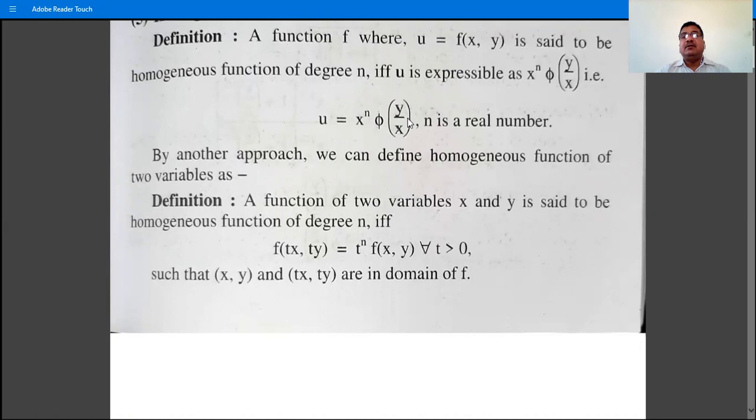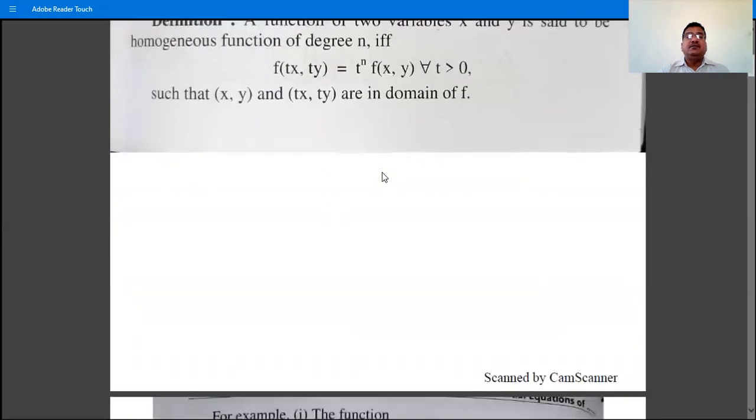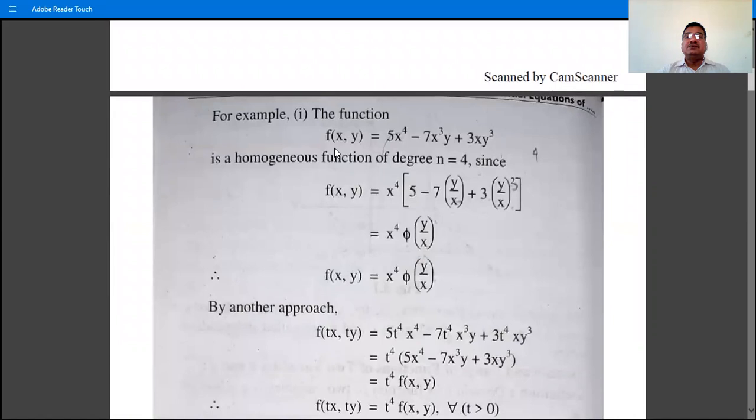Or another definition of the homogeneous function is: if in f(x,y), in each term the addition of powers of x and y is the same and is equal to n, then the function is called a homogeneous function of degree n. For example, the function f(x,y) is equal to 5x raised to 4 minus 7x cube y plus 3xy cube.